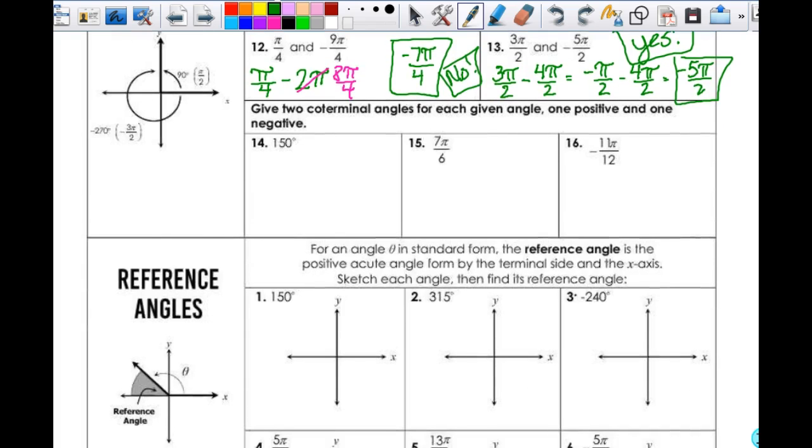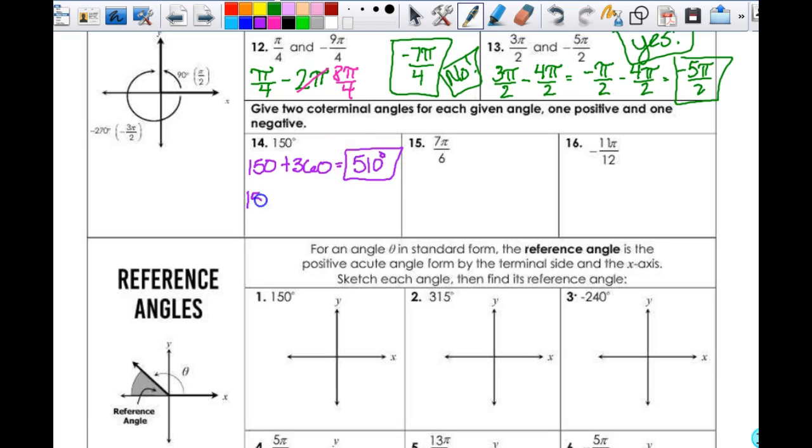So then it says give two coterminal angles. And remember, there's an infinite amount of answers, but the simplest ones would be the best. But it does say one positive and one negative. So I take this 150, and I can add 360 to it. When I do that, what does it give me? 510. So that's one coterminal angle.